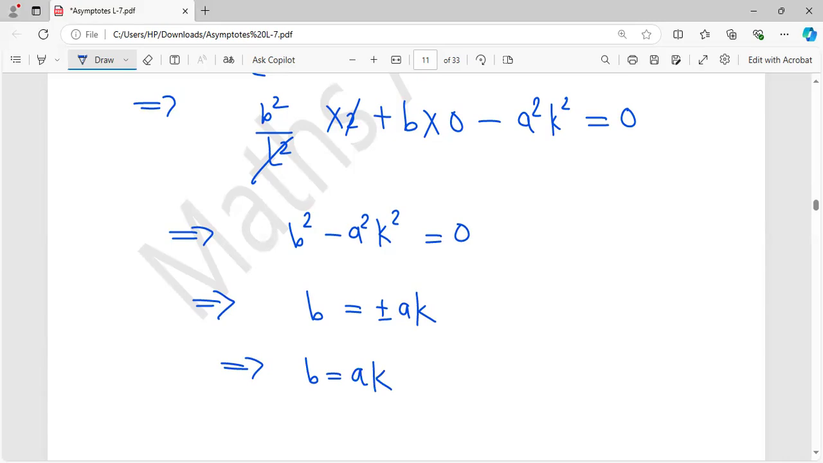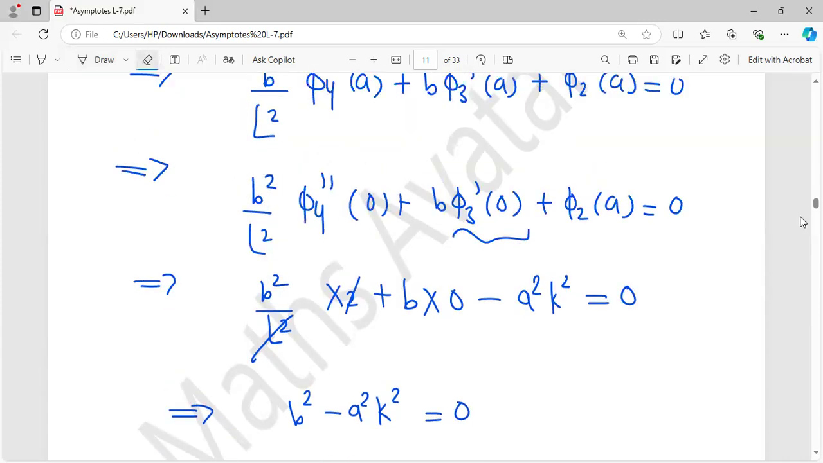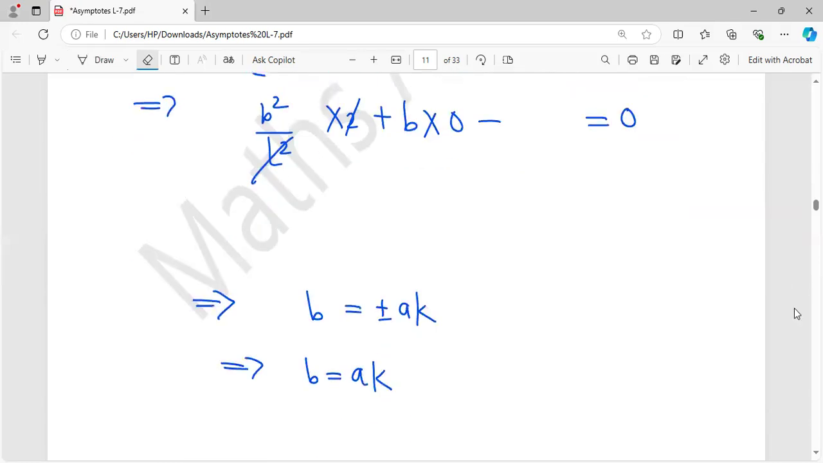But what is the value of a here? Phi 2 of a is also 0. This is also 0, because the value of a is 0, no? The value of a is 0.